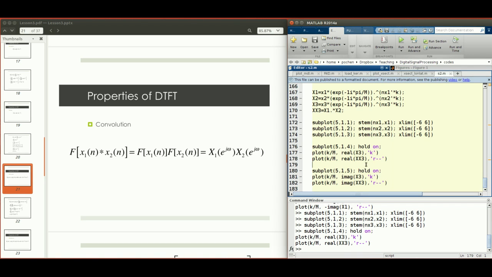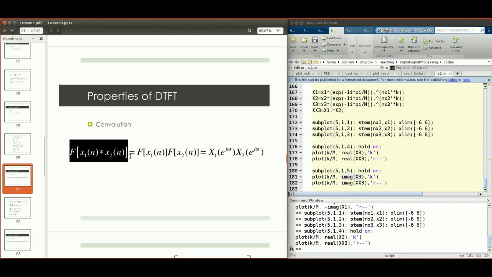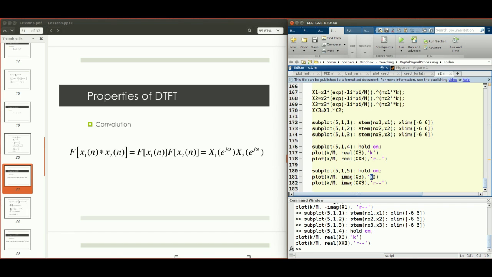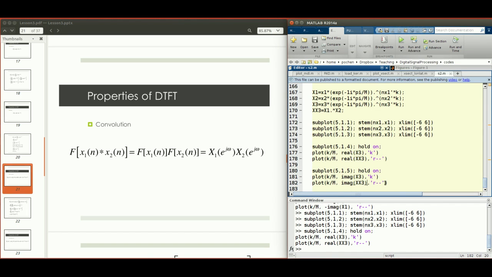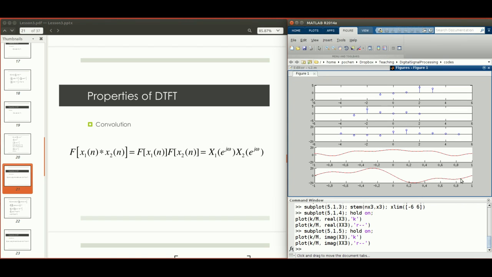And now we have to compare the imaginary part also. That's in the fifth subplot. Again, the horizontal axis is the normalized frequency, and that's the imaginary part of big X3, the imaginary part of the left-hand side, plotted in black. And then that's the imaginary part of XX3, the imaginary part of the right-hand side, plotted in red dash. Let's just plot it. And again, you can see they are identical, exactly the same.